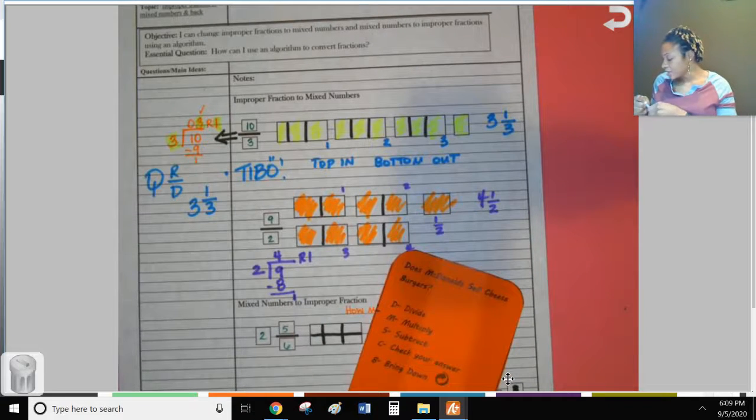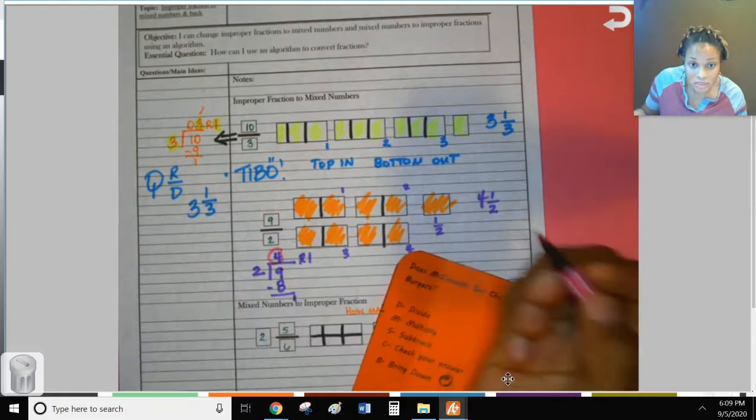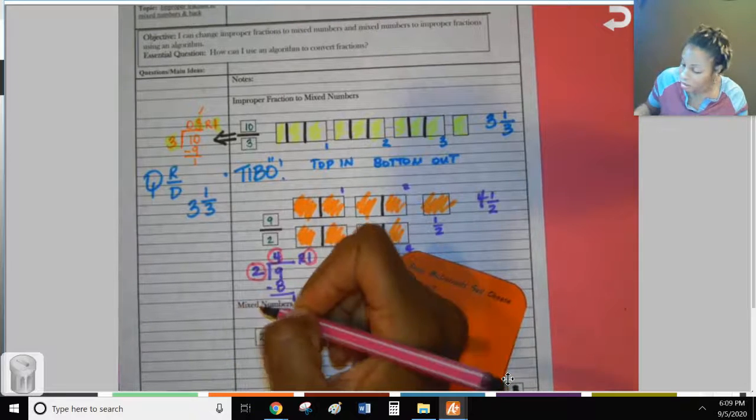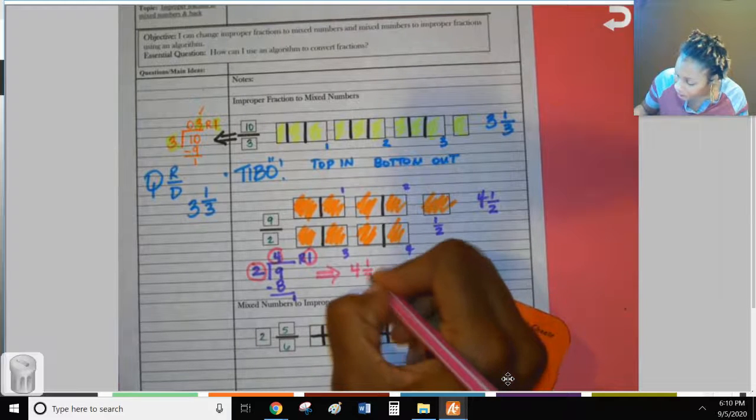Again, I told you last time there are 3 components that you need to make your mixed number. The first component is the quotient. The second is your remainder number. And the third is your original divisor. This is where we can get our 4 and 1/2.